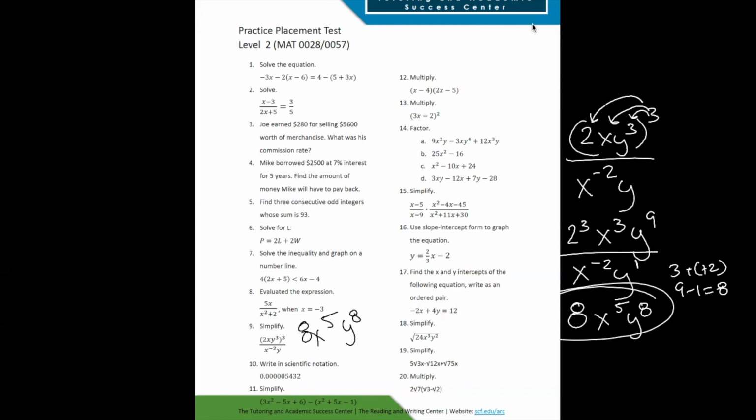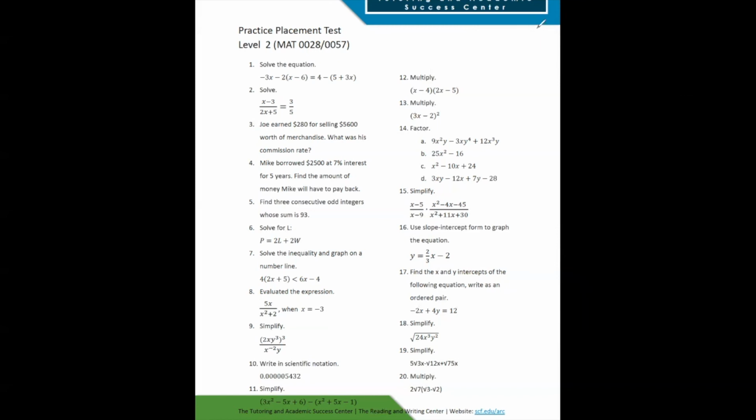So we're going to do 2 more. Number 10 asks us to do scientific notation. So our original number is 0.000005432. So when you're writing the answer to this, the answer is going to look like 5.432 times 10 to the -6. When you have a very, very small decimal, your scientific notation will always be a negative exponent. And when you have a very large number, you're always going to have a positive exponent.